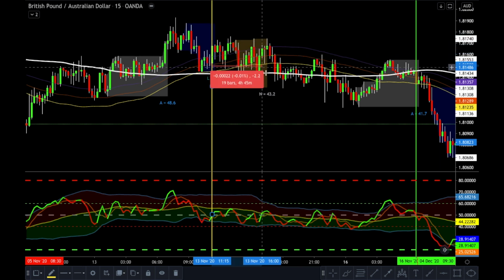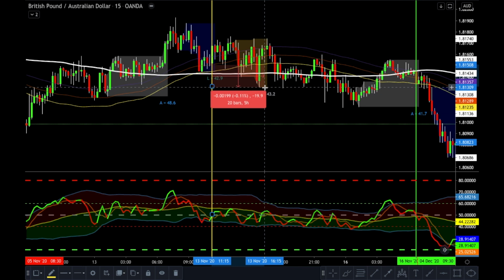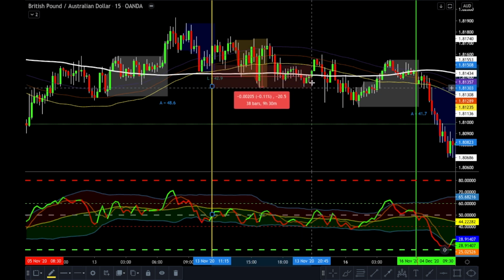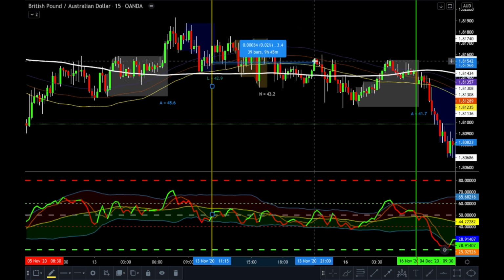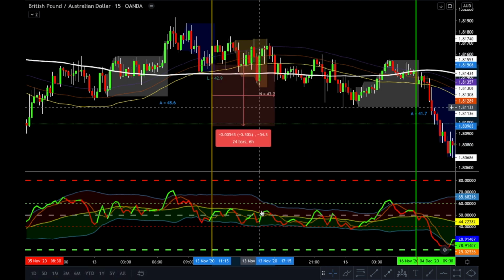You expected it to go further. It could have gone against you about 20 pips. But then you did have a get out of jail card here. Just before the end of the day right here, price went up about 3-4 pips in your profit. I would have closed out. This was a Friday as well.